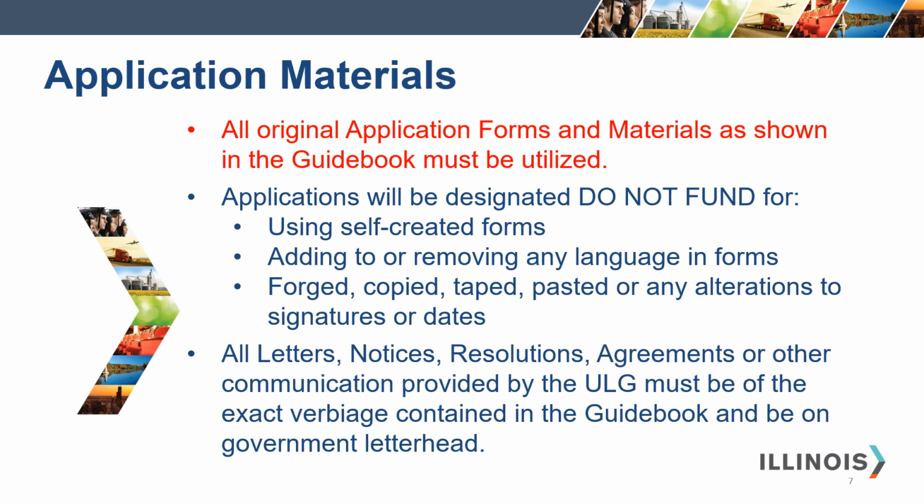All letters, notices, resolutions, agreements, or other communication provided by the unit of local government as part of the application must be of the exact verbiage contained in the guidebook, be on the applicant community's official letterhead, and have original signatures where required. All application forms and certifications requiring signatures must be signed by the chief elected official of the applicant community unless otherwise noted.